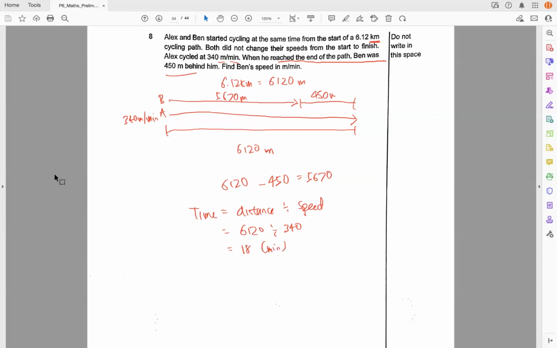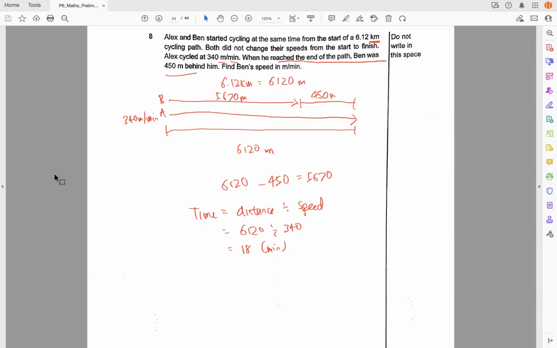You notice I put a bracket here, minute, right? By putting a bracket here, I just indicate that this is 18 minutes. Alternatively, I would have to indicate the unit for every number, which I don't want to do. It's a lot of work. So I just indicate the unit for the final answer, which is 18 minutes.